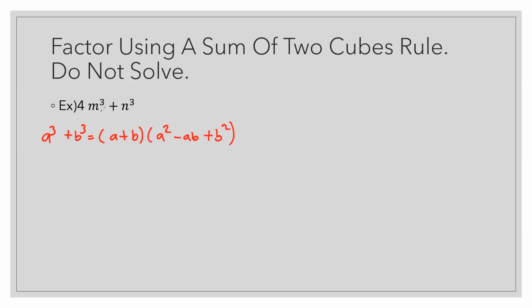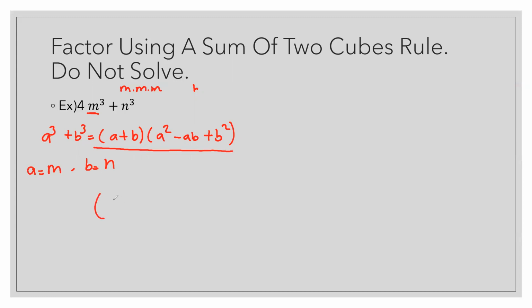Okay, so what would be our a? Our a value would be m, because m times m times m is m cubed. And what would be our b? My b value would be n, right? Because n times n times n is n cubed. Good. So now you just make it look like the rule.